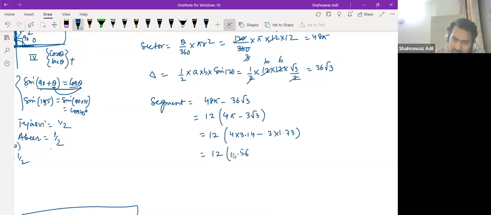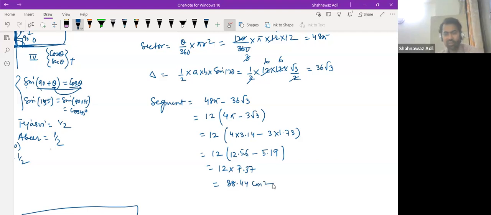12 into 12.56 minus 5.19, so this is 12 into 7.37, and then this is how much? So 12 into 7.37, so 88.4 square centimeters. So this would be the area, guys. Is that clear? Yes, sir.